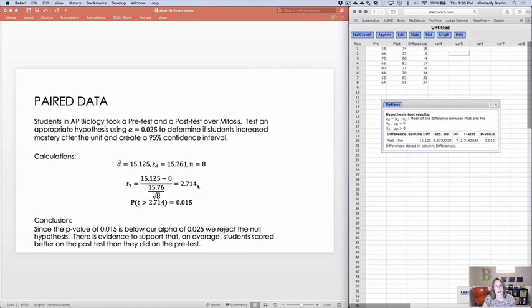Either way, whether you do it by hand or using technology, the p-value is below our alpha level of 0.025, so we reject the null. There's evidence to support that on average, students scored better on the post-test than they did on the pre-test. Otherwise, I would feel really bad as that science teacher.